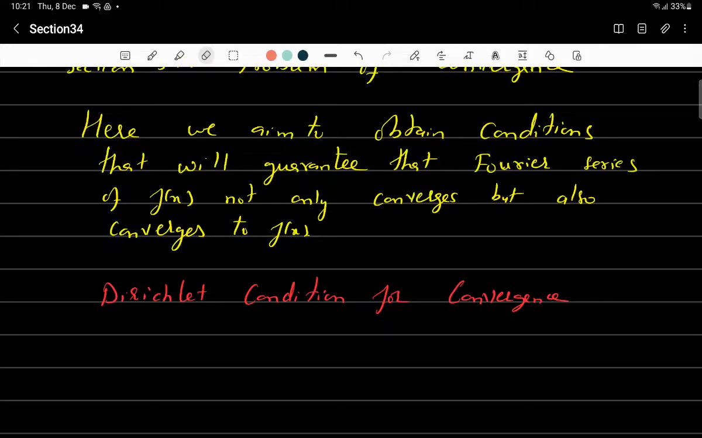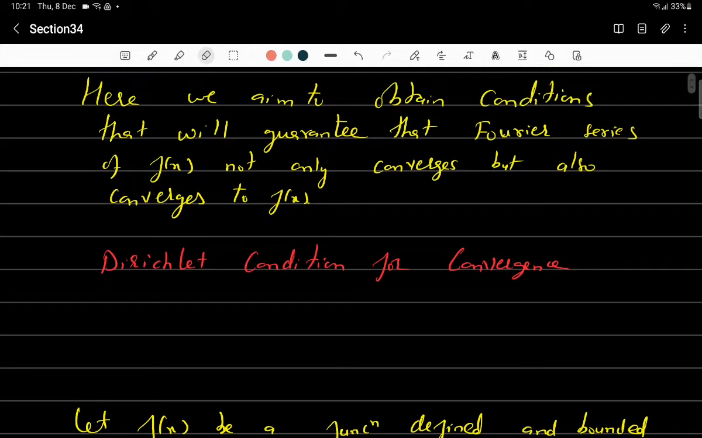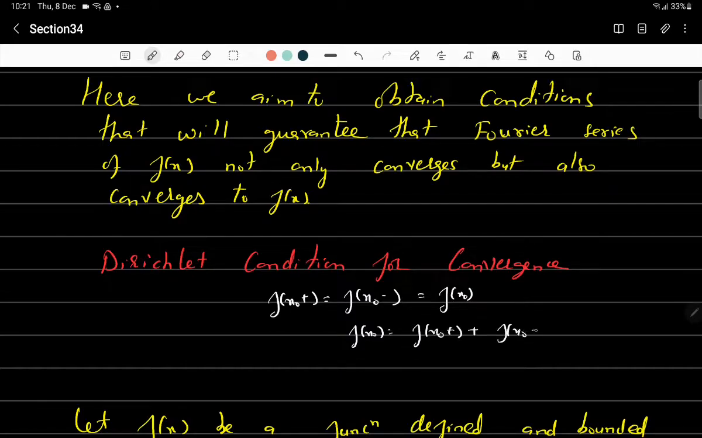Now the Dirichlet condition for the convergence says that if the given function has finite number of the discontinuities, let's assume that. Now at the point of the continuity, let's say x naught, f of x is continuous at x naught. So in that case the right hand limit f of x naught plus would be equal to the left hand limit, and they would be equal to the value of the function at the point x naught. In that case I can say that f of x naught can be written as f of x naught plus plus f of x naught minus by 2. It means at all the points of the continuity the value of the function would be f of x naught, which would be equal to f of x naught plus plus f of x naught minus by 2.